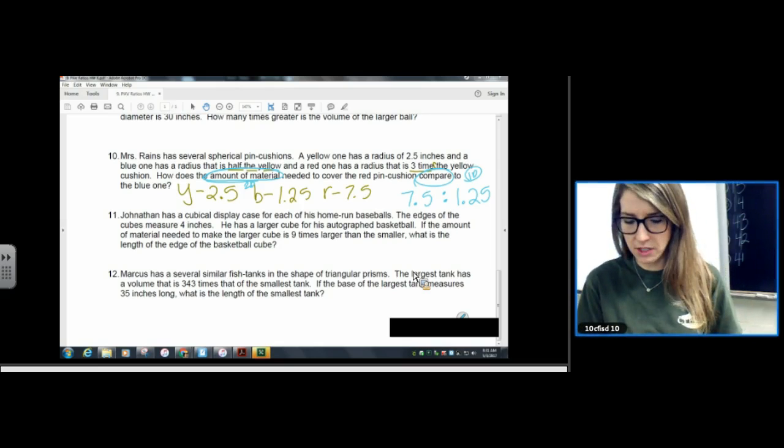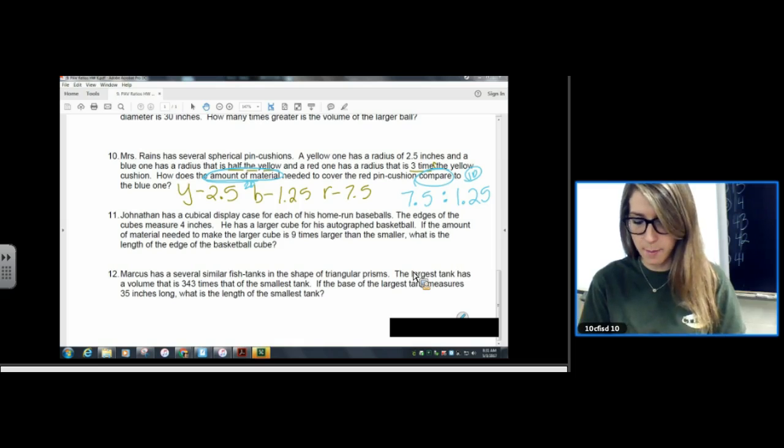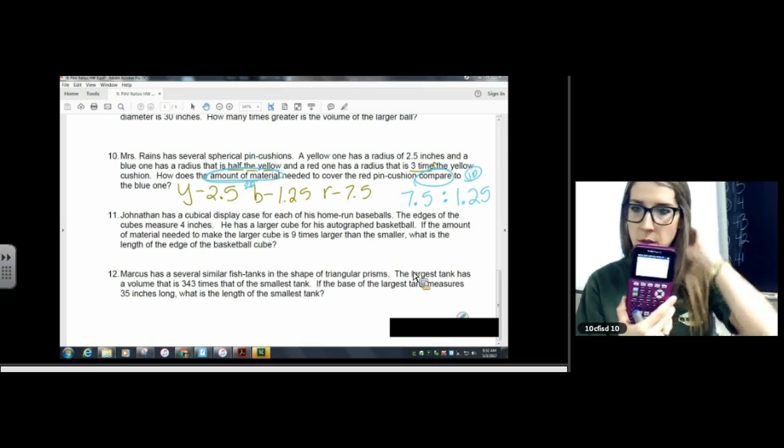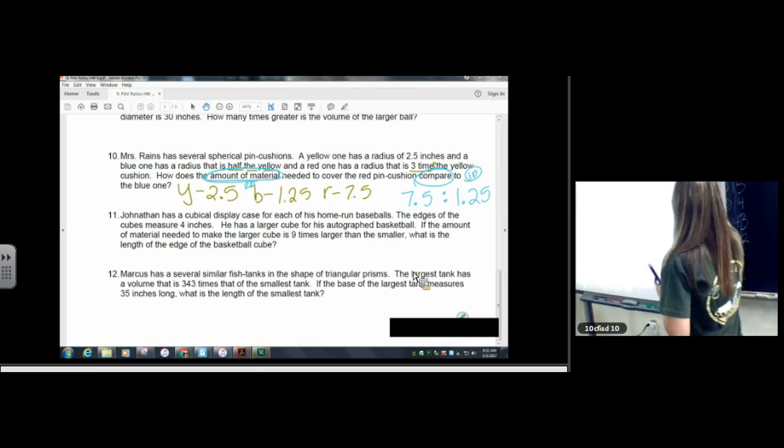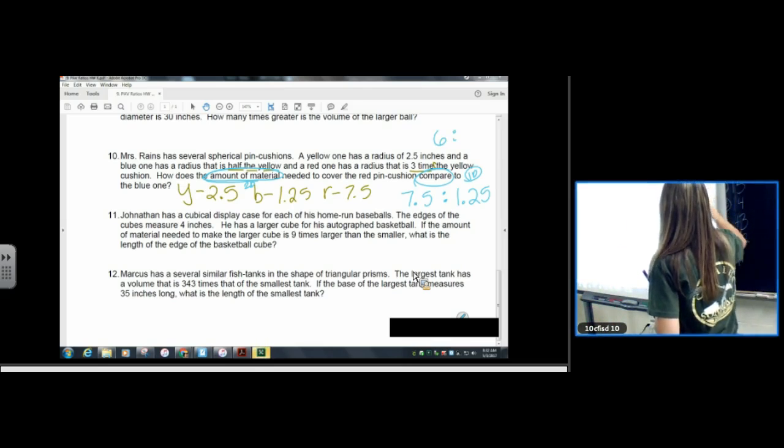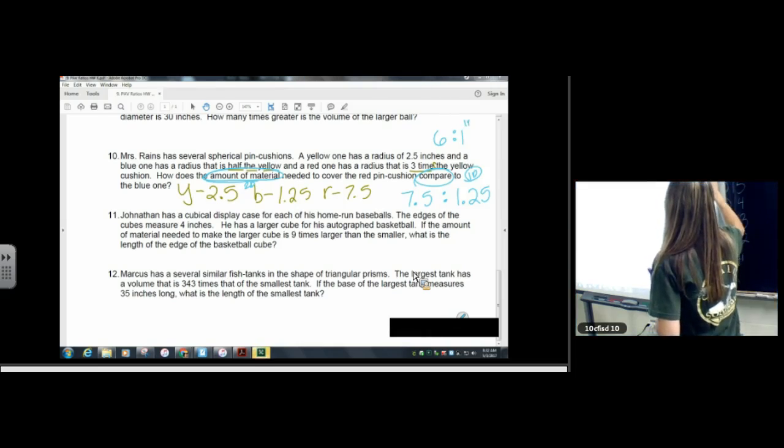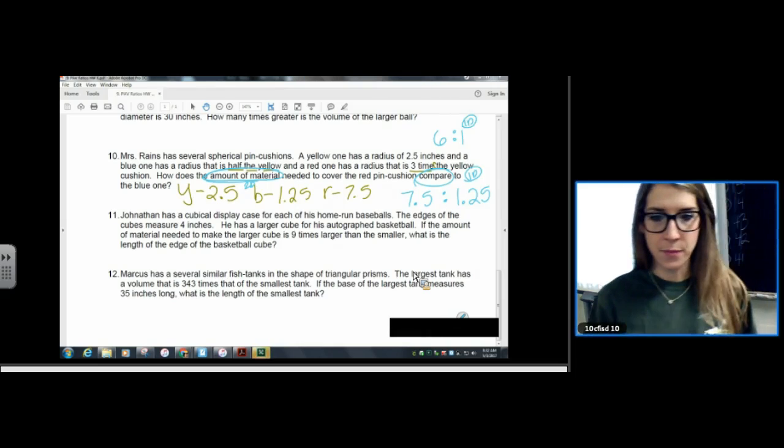Let's go ahead and reduce that. Let's just reduce it for fun. We don't have to do this step, but sometimes it helps us see what's going on. Obviously, that's a 6-to-1 ratio. That's the ratio of their radii.